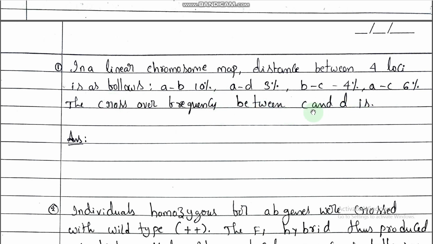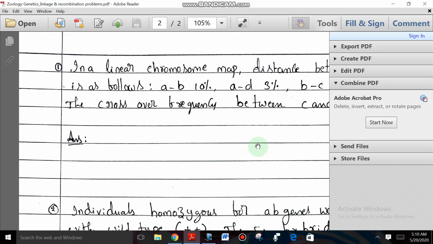Here 4 genes are located on one chromosome. What are the genes? A, B, C and D. So A to B, A to D, B to C, A to C, distance given, right? So you can calculate the frequency between C to D. Frequency is nothing but distance, so C to D distance you can calculate, right? The answer is not given here, I am doing the solution, right?